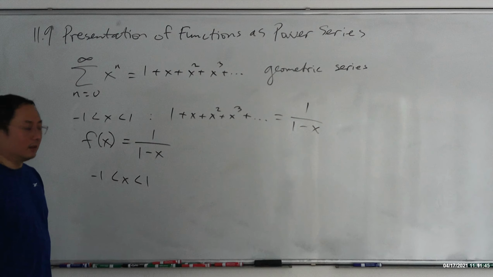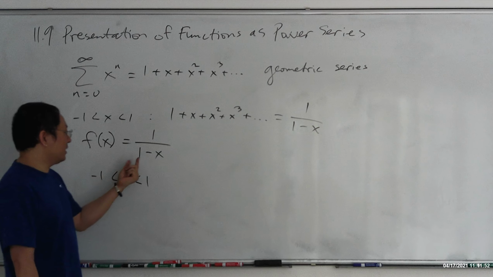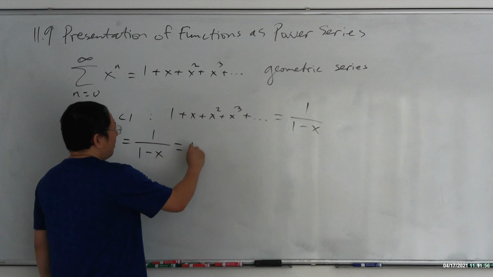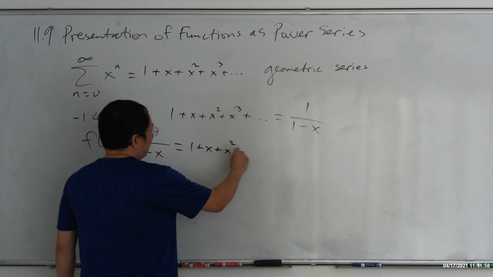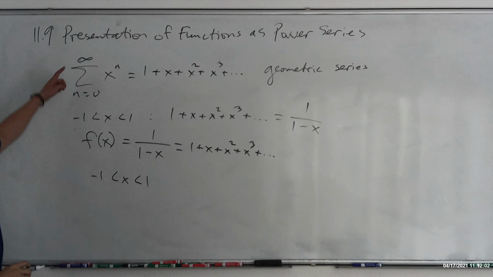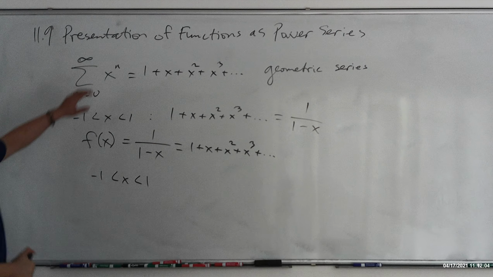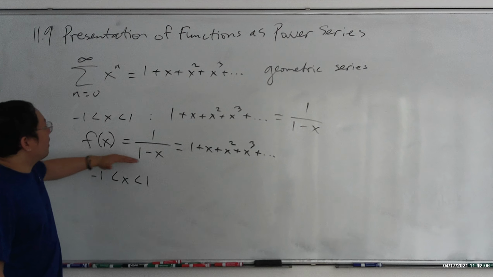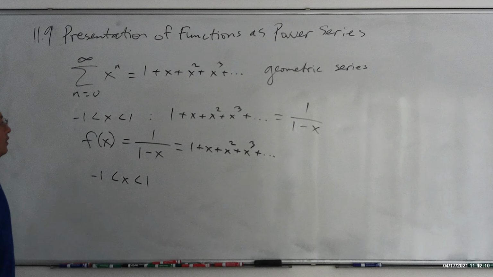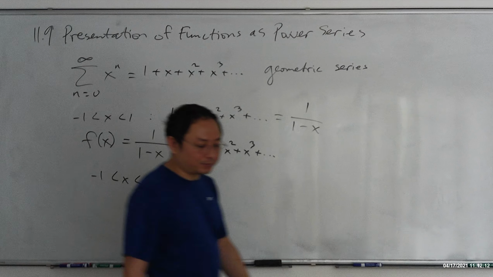So f of x equal to 1 over 1 minus x, with x between -1 and 1. Instead of writing 1 over 1 minus x, you can write it as 1 plus x plus x squared plus x cubed plus forever. And this is the main point for this section. We can represent a function as a power series, using the geometric series that we learned right here.